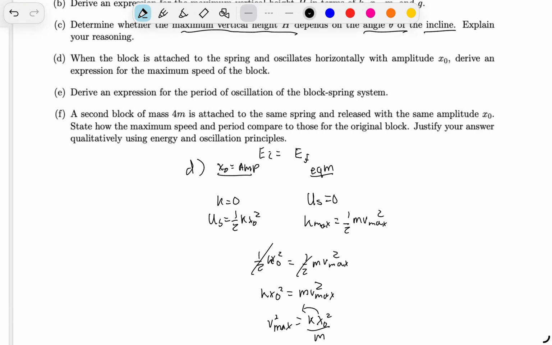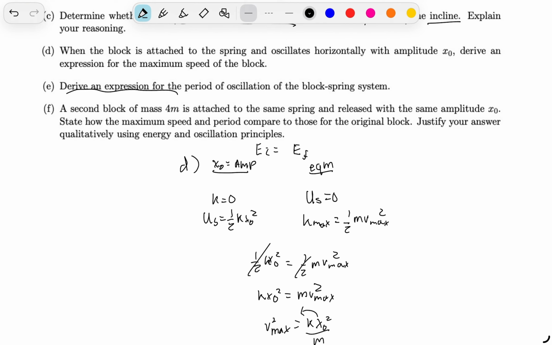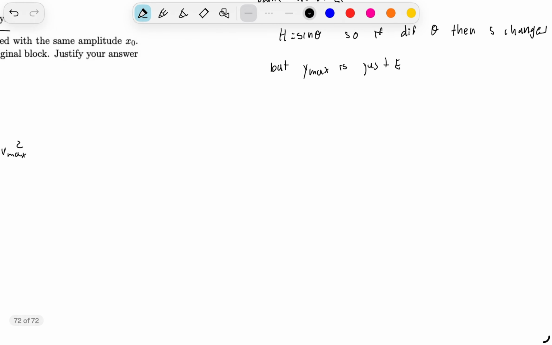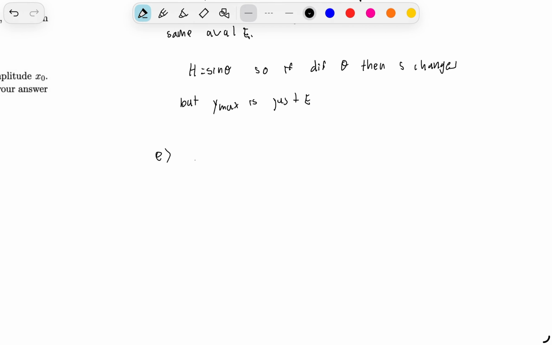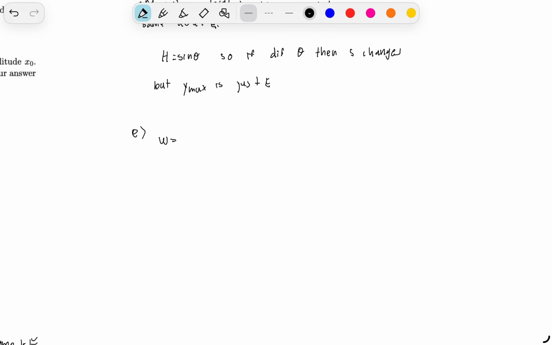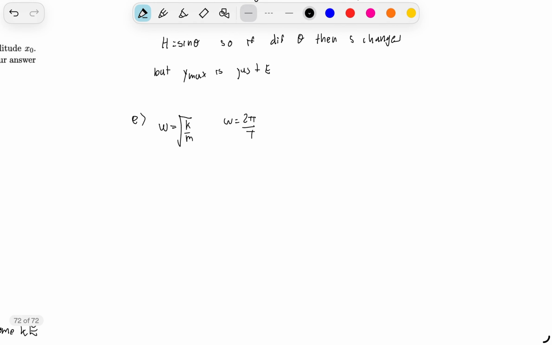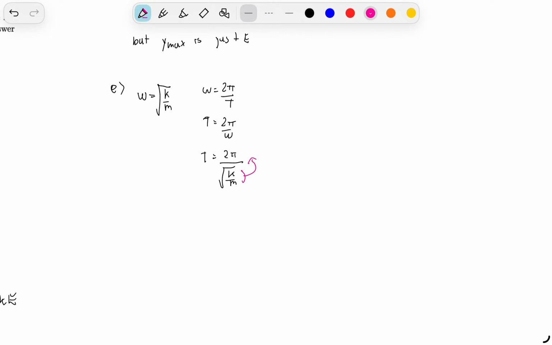So now for part E, we're asked to derive an expression for the period of oscillation of the block-spring system. We know that for a mass-spring oscillator, which is on your formula sheet, I believe, omega is equal to the root of k over m. Omega is also equal to 2 pi over the period, and that means that period is equal to 2 pi over omega. So t is equal to 2 pi over the root of k over m. However, if you want to put this into the numerator, you swap these two, and you get your period is equal to 2 pi times the root of m over k.